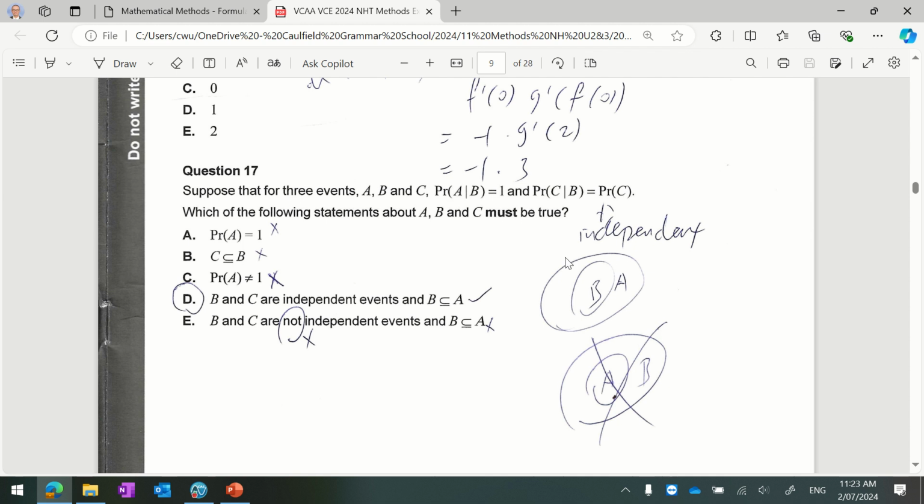Those two things, you can conclude without even looking at the options, is what I'm saying. As soon as I see those two statements, I can make some sort of conclusion from them without looking at the options, and then look at the options, and they're exactly the same as what I did. So option B is the answer. B is a subset of A, which is this diagram here, and B and C are independent.